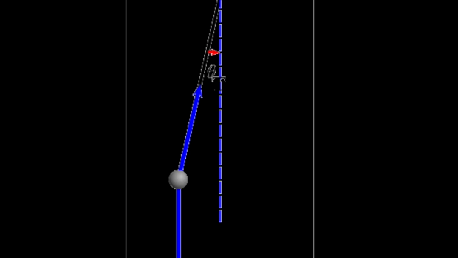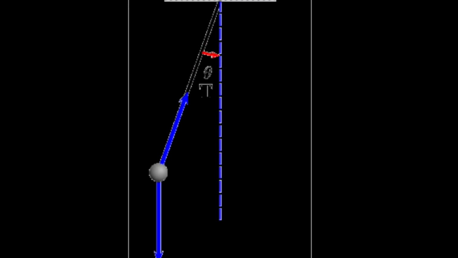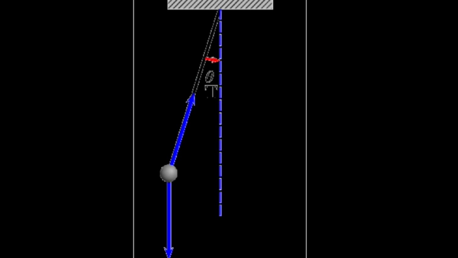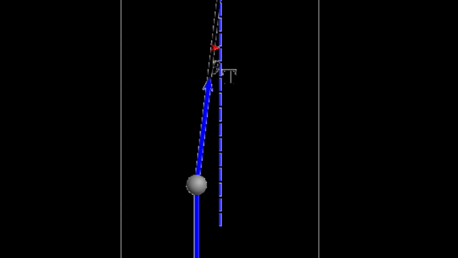The motion of a simple pendulum repeats itself after a certain time. Such motion is said to be periodic or oscillatory motion.